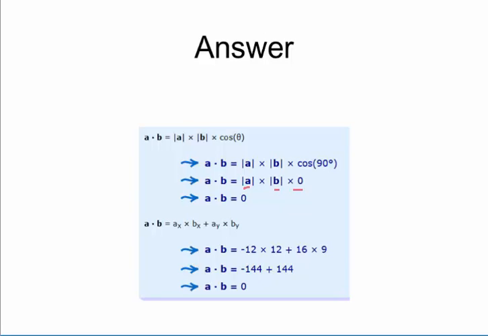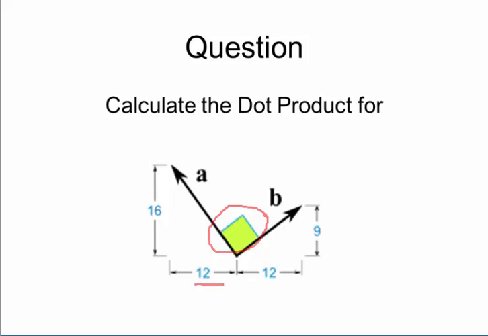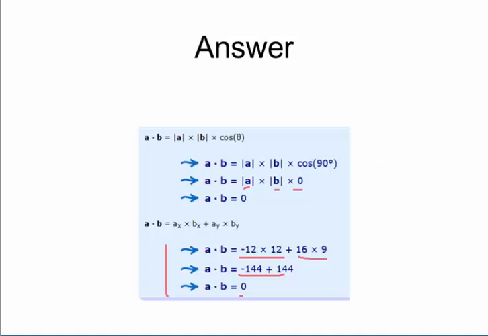Here they do it the long way around algebraically, which is fair enough. Minus 12 times 12 plus 16 times 9, minus 144 plus 144 is 0. And just looking at the dimensions again, 12 and 12 and 9 and 16. Now, of course, the questions are chosen deliberately there, but nevertheless.